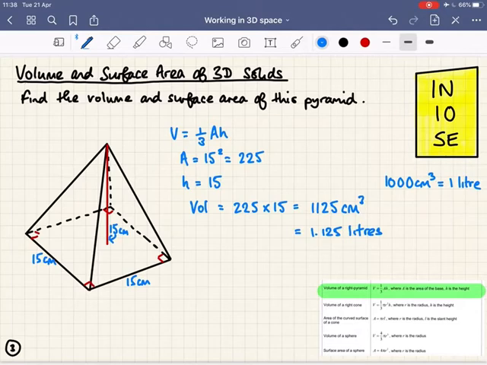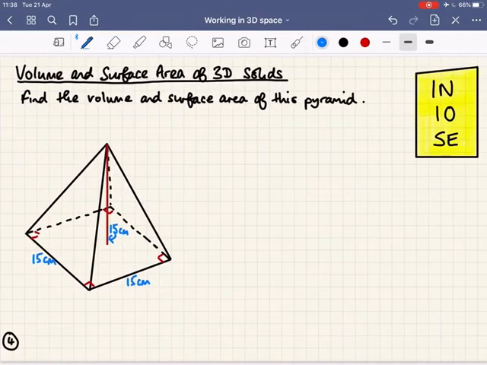But the surface area question is a little bit more difficult. So let's have a look. You're not given a formula for the surface area. You're expected to be able to work out that you need to find the area of each of the 5 sides of that pyramid shape. So the base. So the area of the base is nice and straightforward. That's just 15 squared, which is 225.